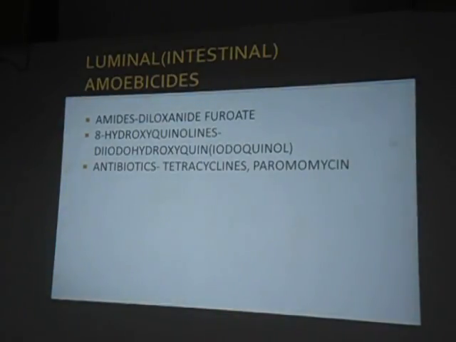Luminal or intestinal amoebicides, we have amides, diloxanide furoate, 8-hydroxyquinolines, that is diiodohydroxyquin or iodoquinol. Antibiotics, tetracycline and paromomycin. Paromomycin belongs to the aminoglycosides. Tetracycline is a broad spectrum antibiotic.